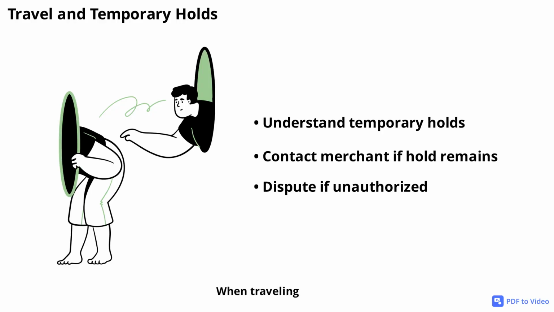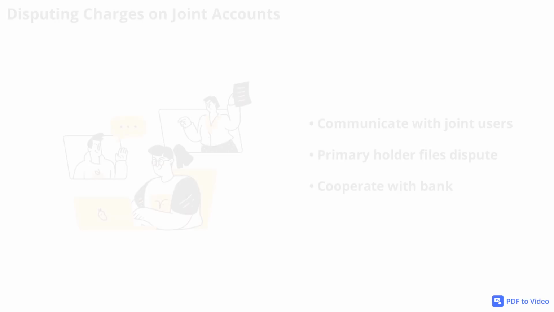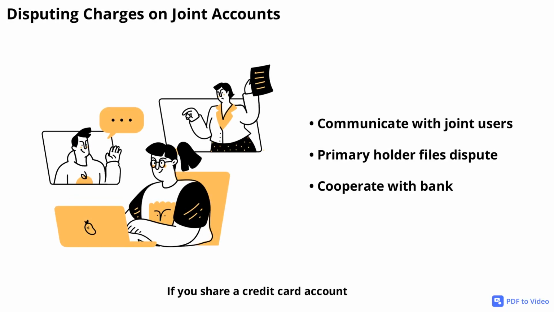When traveling, some merchants place temporary holds on your card for security. These holds may appear as pending charges and usually disappear after a few days. If a hold becomes a permanent charge and you didn't authorize it, contact the merchant or your bank to resolve the issue. If you share a credit card account, communicate with other users about all charges.